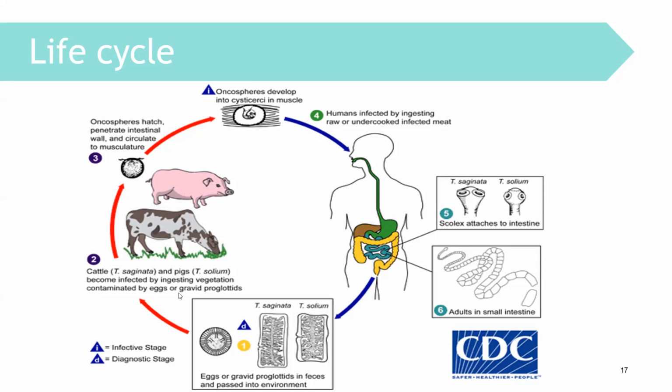I want to make it clear. Sometimes students get confused every time that I ask, what is the infective stage or what is the mode of transmission of Taenia saginata and Taenia solium? They always keep on saying that the mode of transmission of Taenia saginata is the ingestion of cow.